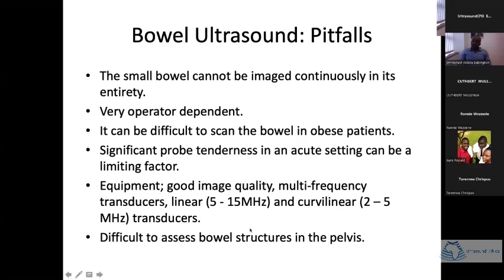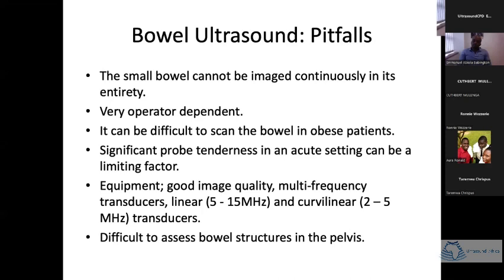And also, it is difficult to access the bowel structures in the pelvis transabdominally. However, with the use of endorectal ultrasound, you can easily see very beautiful images of the rectum, the walls of the rectum, which is large in the pelvis. Sometimes with a full bladder, transabdominally, you can image the rectum as well.